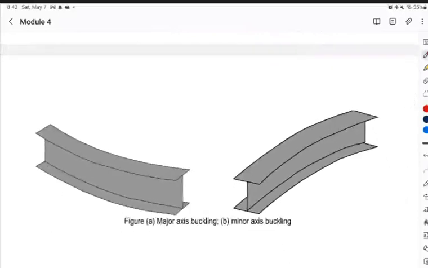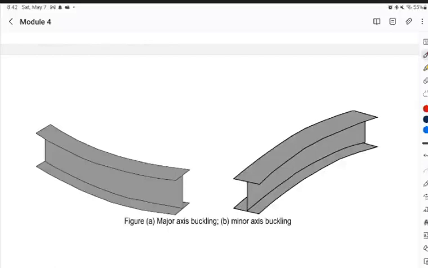So here guys, we have major axis buckling or minor axis buckling. Whichever, we always consider both, especially for wide flange section. We always consider major axis buckling and minor axis buckling. Of course, kung ano yung mas maliit yung kayang i-hold will govern the design at yun lang yung gagamitin.